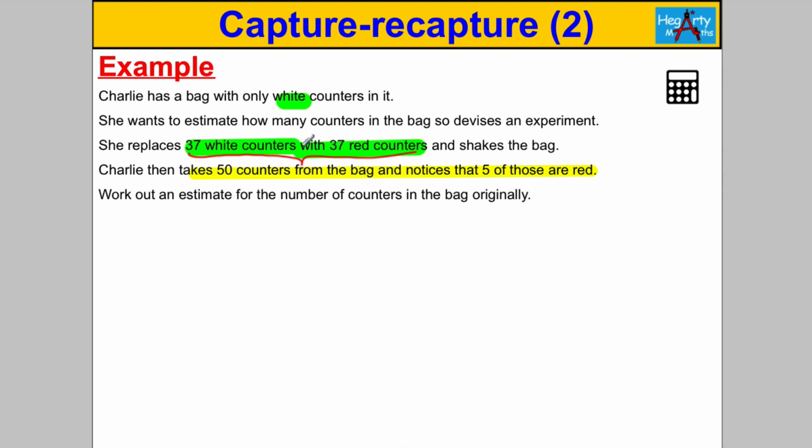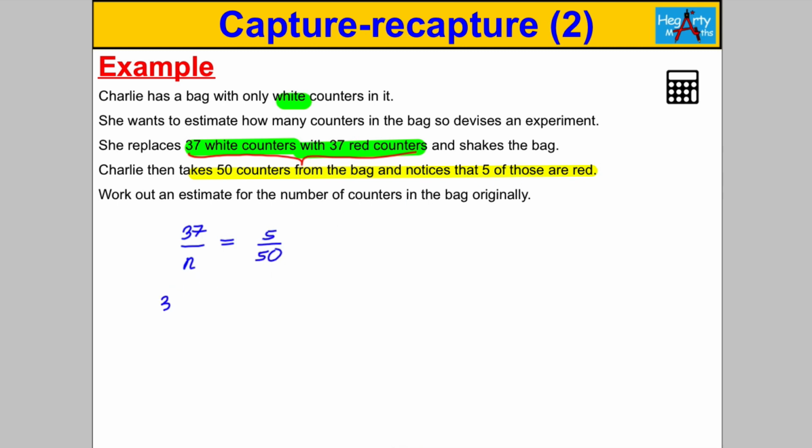So here we're going to use the idea that the proportion of red counters in the population, 37 out of the total number of counters we don't know, is going to be equal to the proportion of red counters on the second sampling from the bag. So she got 5 out of 50.